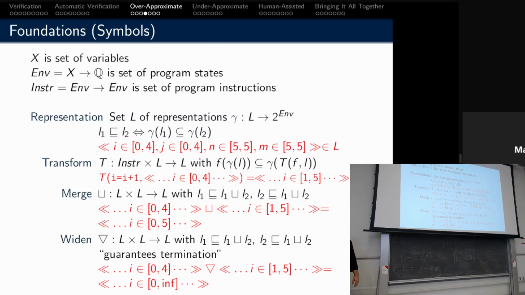Now, how many people know Kleene algebra? Sweet, a few people do. This is sequence, this is disjunct, this is Kleene star. Each time you want to be able to compute an over-approximation. You want to compute a representation that over-approximates what would happen if you did it for real.